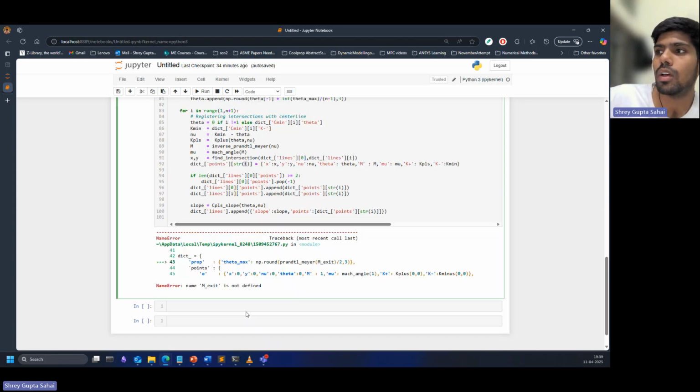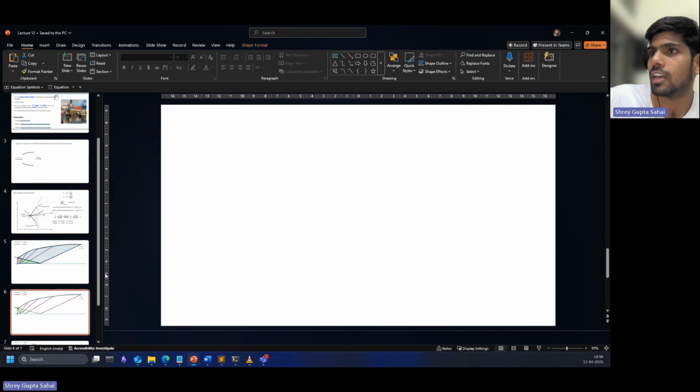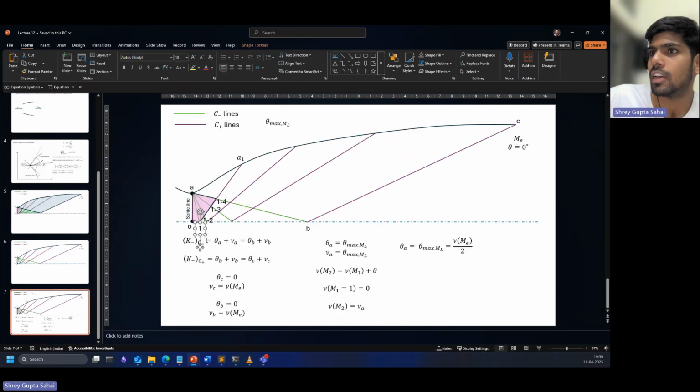So the way it will work is, as I discussed here, this will be point one. The second will be point two. This will be point three. This will be point four. So this is how I move. This is my nomenclature I have used.